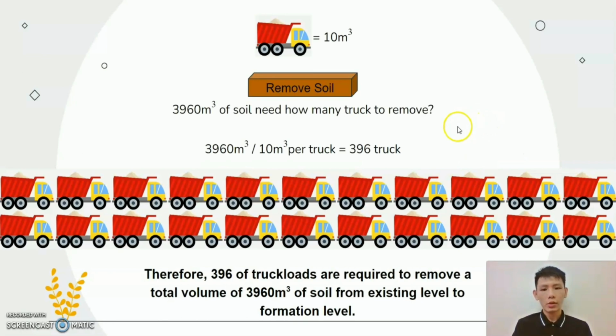So for the last part, we need to calculate how many trucks are needed to remove the soil. We know that the capacity of the truck is 10 meter cube. So we just divide it, 3,960 divided by 10, so we obtain 396. Therefore, 396 trucks are required to remove a total volume of 3,960 meter cube of soil from existing level to formation level.